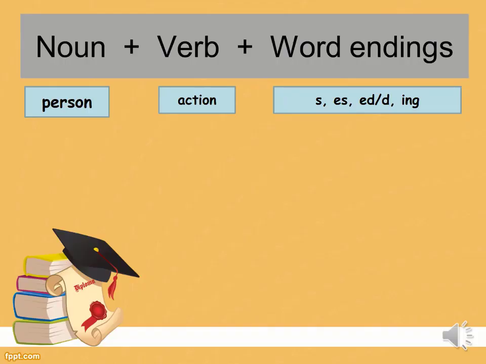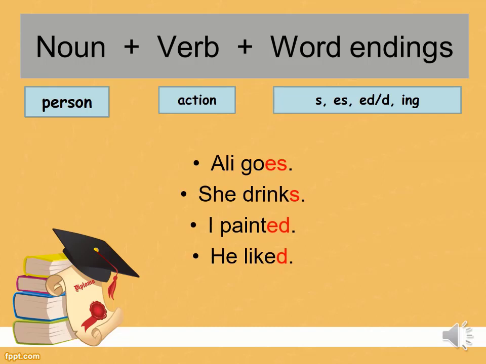Dear children, different verbs have different word endings. Some of the word endings are s, es, ed, d, ing. Let us look at a few examples. Ali goes. She drinks. I painted. He liked.